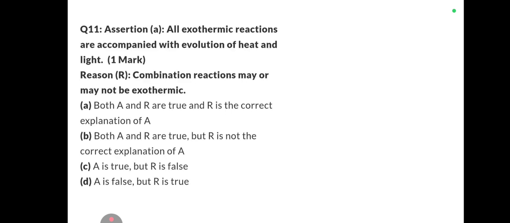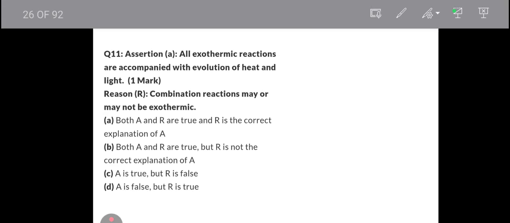All exothermic reactions are accompanied by the evolution of heat and light. Combination reactions may or may not be exothermic. We have seen that an exothermic reaction means it involves the evolution of heat. That is true. But we have not mentioned anywhere that all combination reactions are exothermic. A combination reaction can be an exothermic reaction. So both A and R are true, but R is not the correct explanation for A.